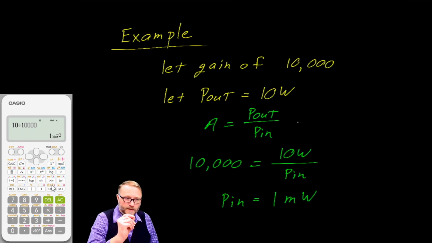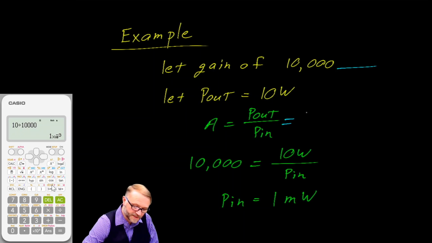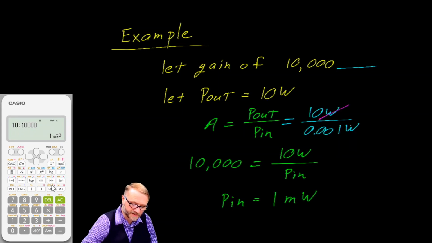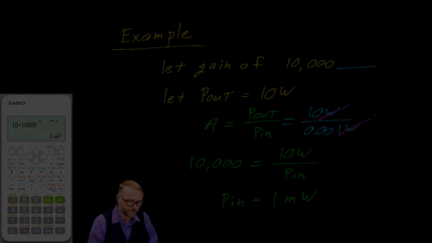Notice that there are no units associated with gain. We can see why by coming to our definition. So gain is equal to power out over power in. For this particular problem, our power in was 10 watts, and our output was 0.001 watts. Dimensional analysis will tell us that the watts cancel, so you're left with gain as a unitless number.